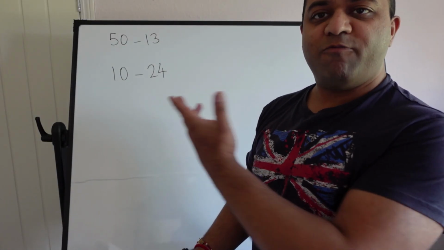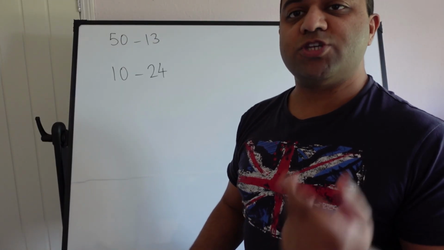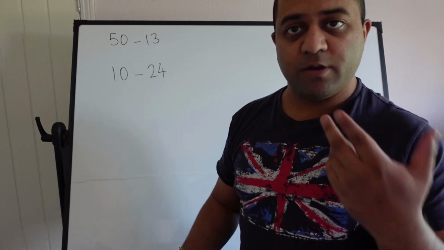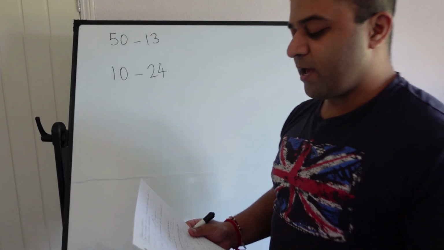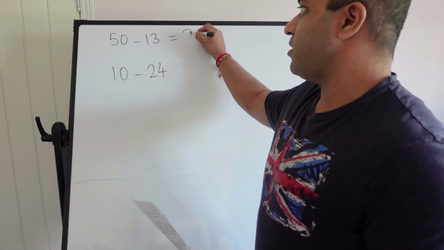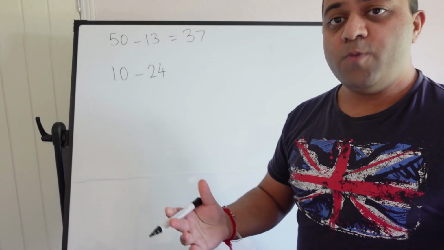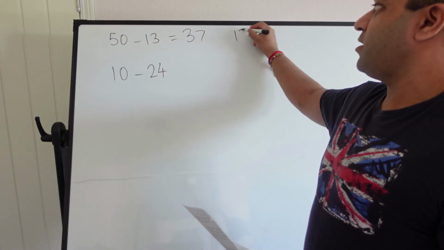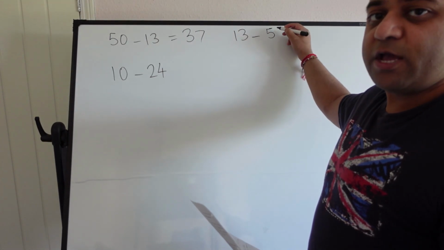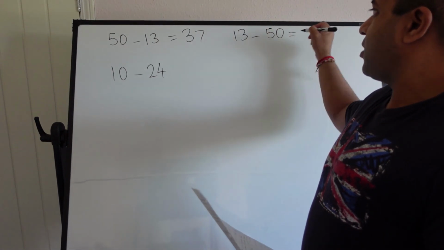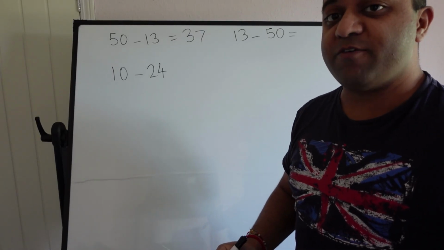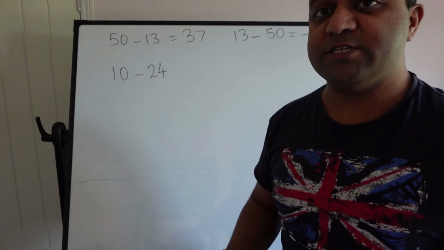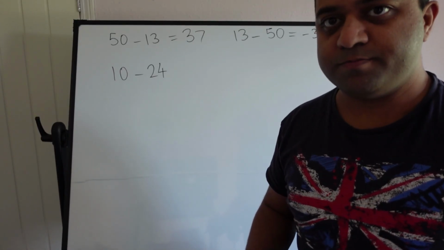Okay, our first example, we have 50 subtract 13. Now this should be relatively easy to work out. Even doing mental maths, we can work out that the result is 37. So what if we were to switch the subtraction and instead ask what's 13 take away 50? Well, using the knowledge that this is 37, we can know that this result is minus 37.